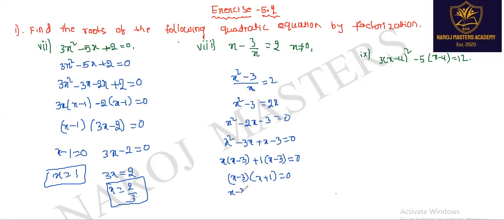Then x minus 3 equal to 0, then x is equal to 3. Here x plus 1 equal to 0, then x is equal to minus 1. Okay. These are the two roots of the equation. Now look at the fourth one.